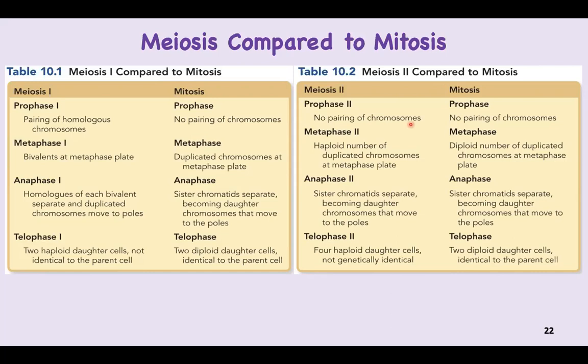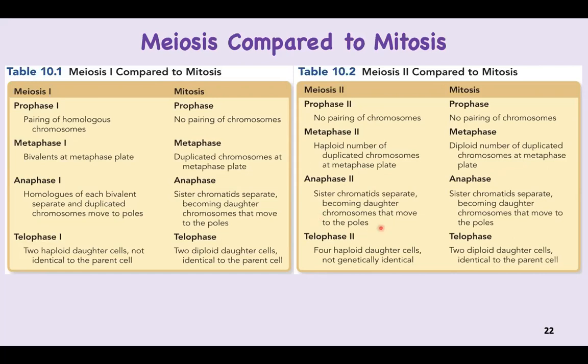In meiosis 2, there is no pairing. No crossing over occurs in prophase 2. Prophase in meiosis 2 is quite similar to mitosis, because there is no crossing over and no independent assortment happening, unlike the homologous chromosomes in metaphase 1. In metaphase 2, there is a haploid number of duplicated chromosomes at the metaphase plate. In mitosis metaphase, there is the diploid number of duplicated chromosomes at the metaphase plate.